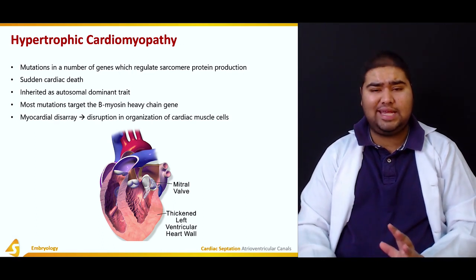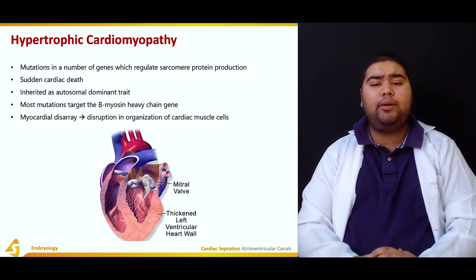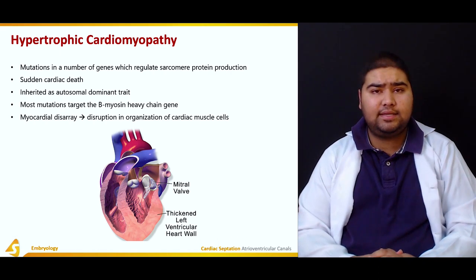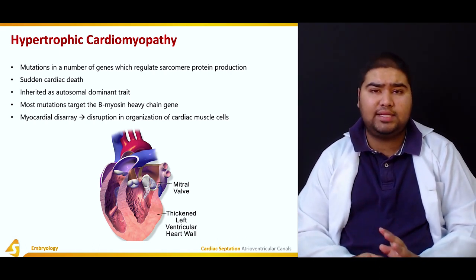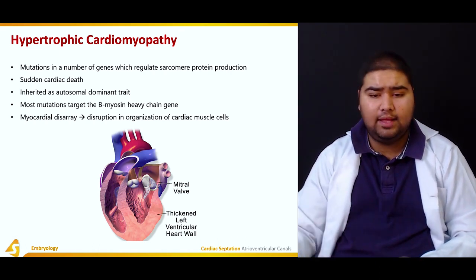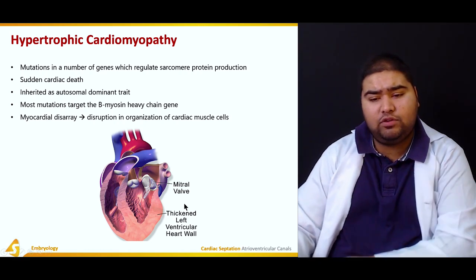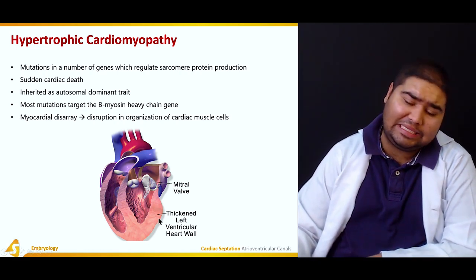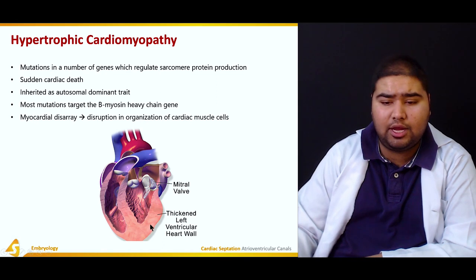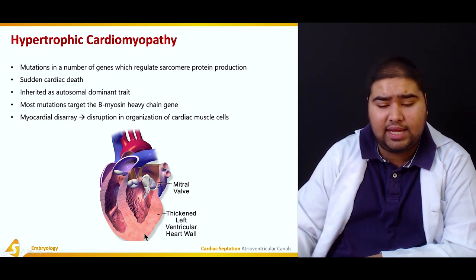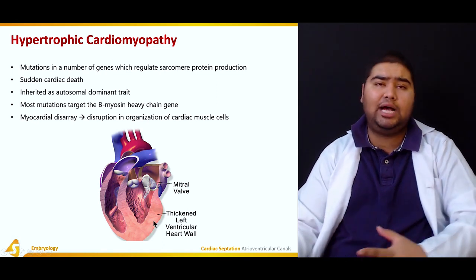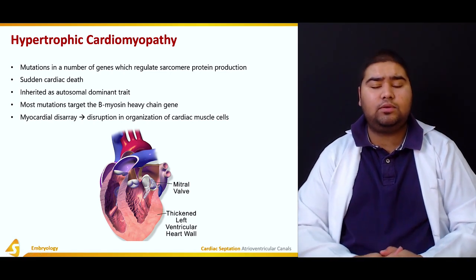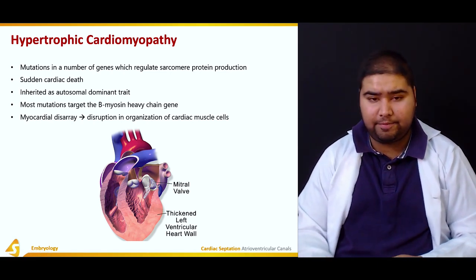So what do we see in this patient? We see myocardial disarray, which is disruption in the organization of the cardiac muscle cells. This is a figure of hypertrophic cardiomyopathy. Here you can see the thickened left ventricular heart wall. It is extremely thick, it is hypertrophic, and it is due to myocardial disarray.